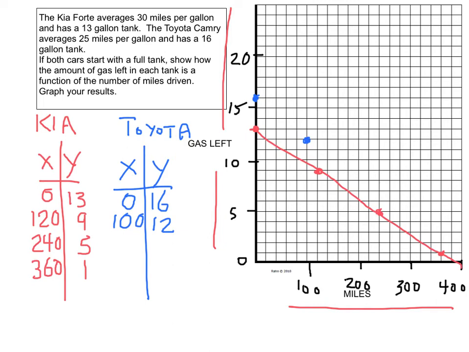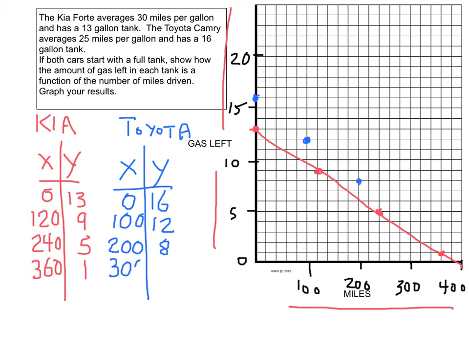Okay, so let's be clever about it. Let's just go by 100-mile increments. So when X is 200, how many gallons would remain? That's right, it'd be down another 4, so it'd be 8. So 200 and then 8.